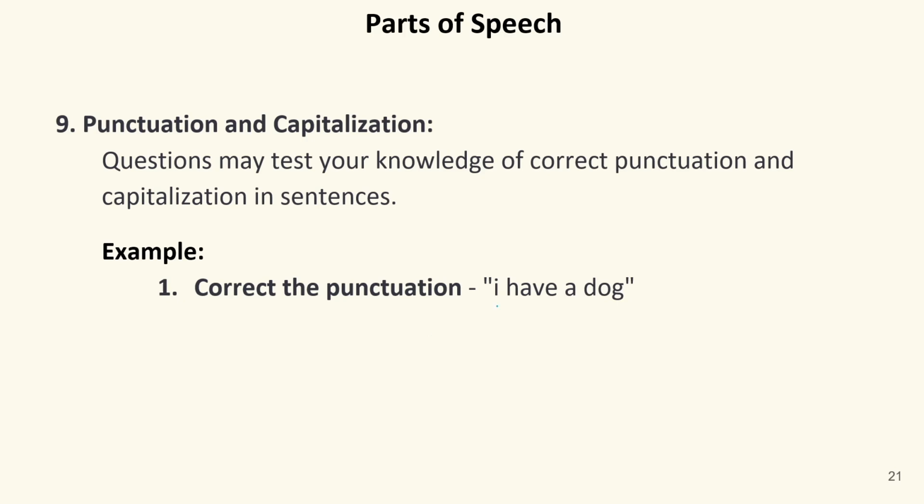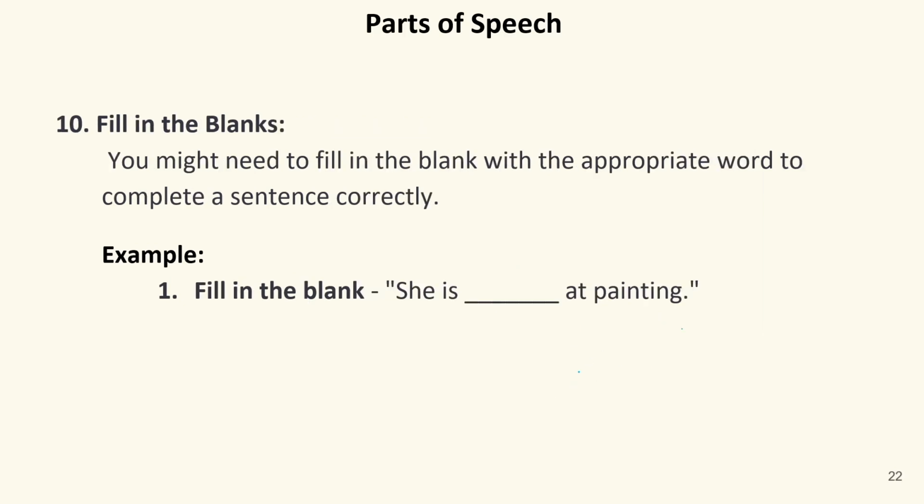Now, i have a dog. So here I is written in lower case, or you can say small alphabet, which is incorrect. So it should be I have a dog. Now this sentence is correct and you have to end it with a full stop. So this will be the sentence.